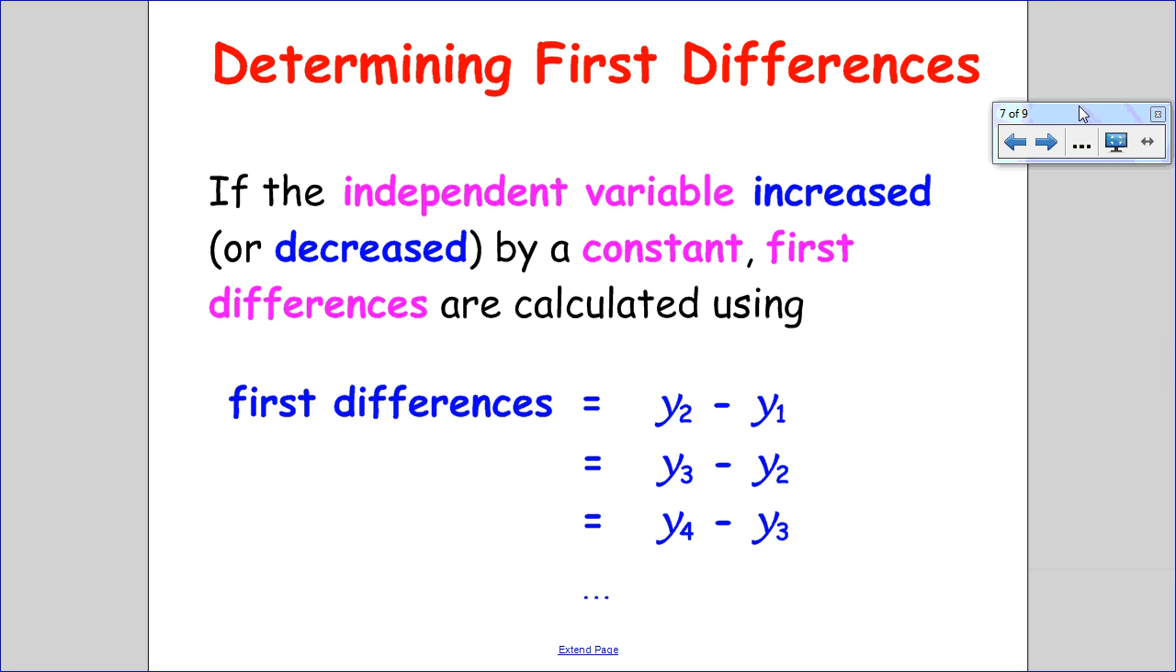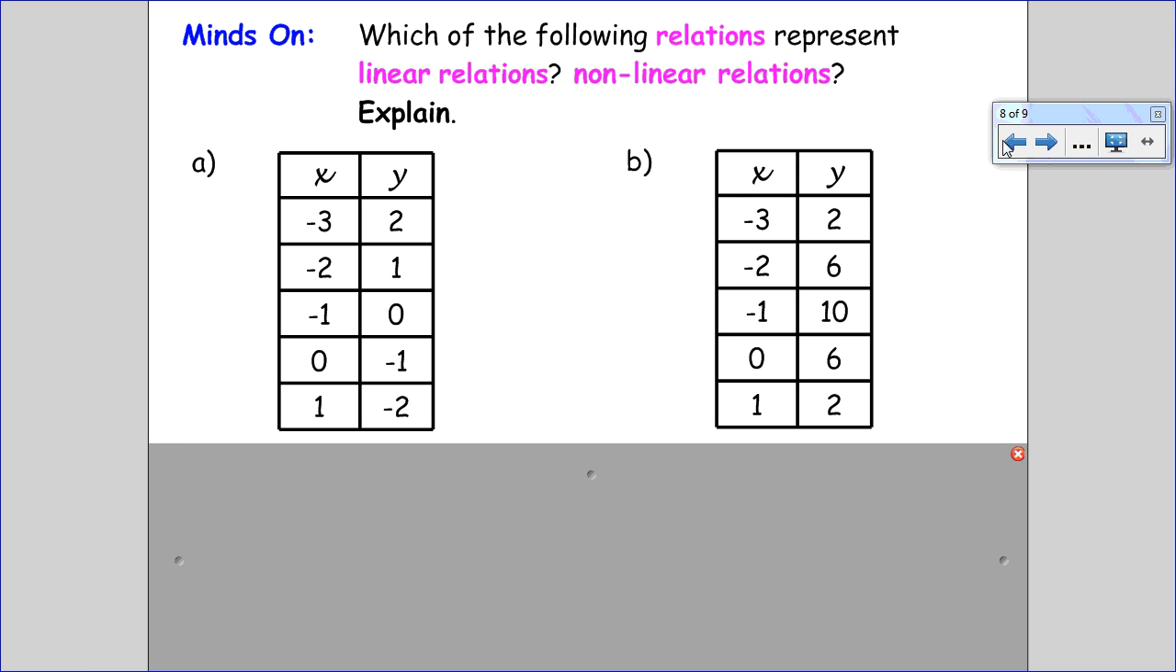And how do we find first differences? It's pretty basic. We just do subtraction. We take the second y value and subtract the one before it. And then we go to the third one and subtract the second one, and the fourth one and subtract the third one. Well, what do I mean by that? That's what we're going to be looking at. We can use first differences to decide if relations are linear or nonlinear.